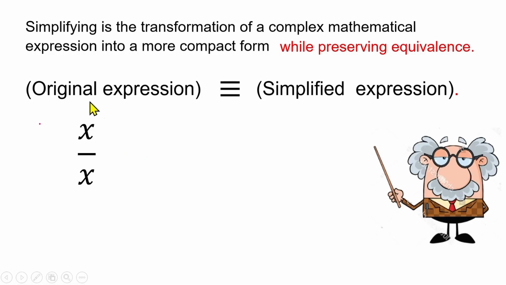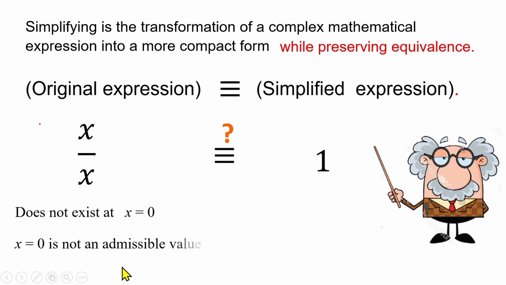Let's consider first this expression, x over x. The left-hand side is this, the right-hand side is 1, and we should decide if they are equivalent or not. Let's consider first the left-hand side. It contains division over x. It means that it doesn't exist at x equals 0, because division over x is prohibited. The conclusion is that x equals 0 is not an admissible value.